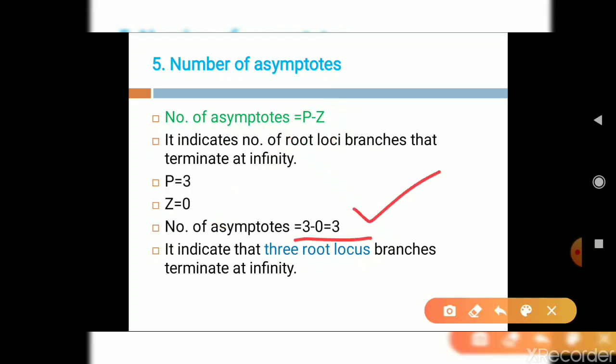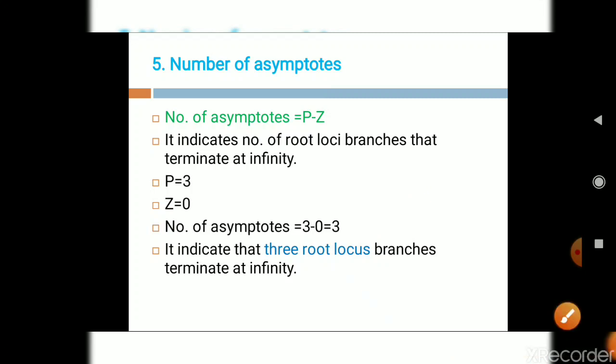So the final number of asymptotes will be 3. Okay, so what are asymptotes? The asymptotes indicate the number of root locus branches that terminate towards infinity. Right now we have 3 asymptotes for the given problem due to 3 real poles and there is no zero. So I am having 3 asymptotes.